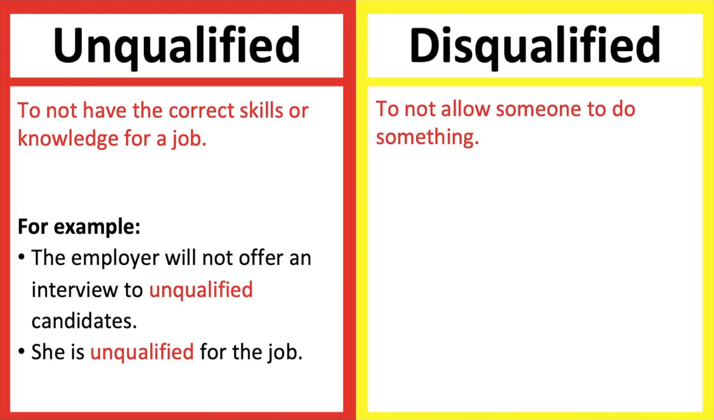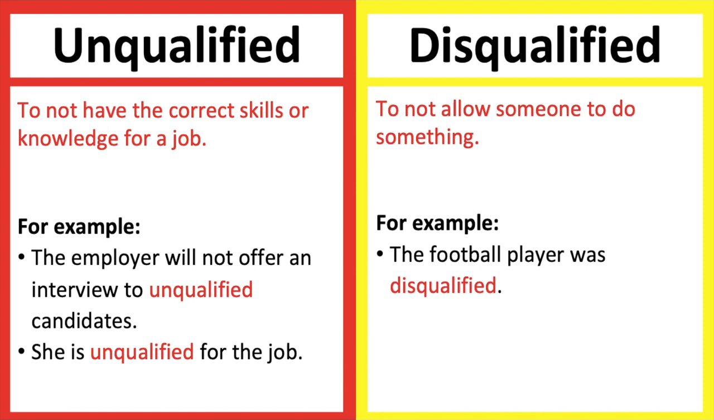For example, if a football player is disqualified, then he did something which was wrong, and this resulted in his disqualification. For example, the footballer was disqualified.